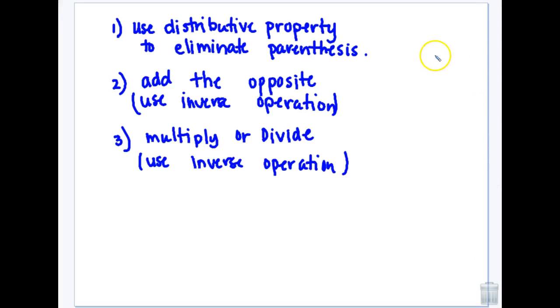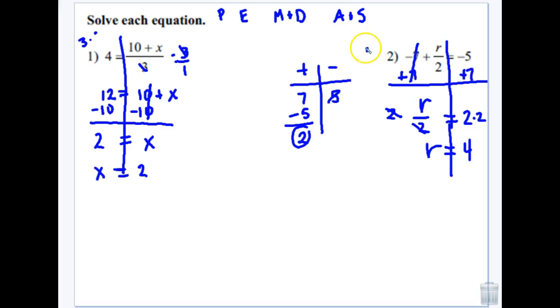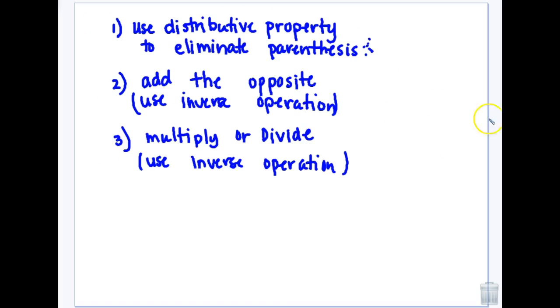All right, so first one says use distributive property. Now, the only time we're going to use distributive property is when we have parentheses. Right now, we don't have parentheses, but we might in a two-step operation. Okay, so I want to make sure that I include that in there. Look at all these little points I put in there.